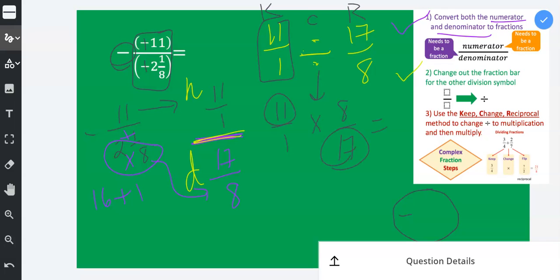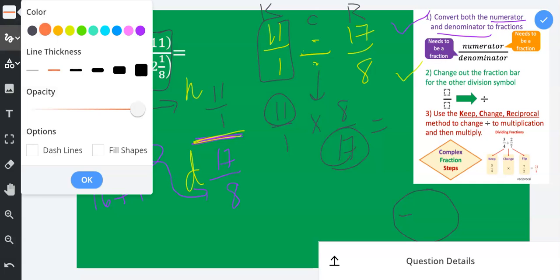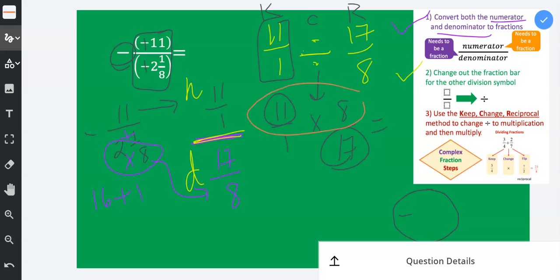If you look diagonally, 11 and 17 don't have anything that we can divide them both by. Same with the 1 and the 8, so we can't reduce this. So we can go ahead and multiply the numerators together to get 88, and then denominators together to get 17. Now, I left behind this negative, so I have to remember that my final answer is actually a negative answer.